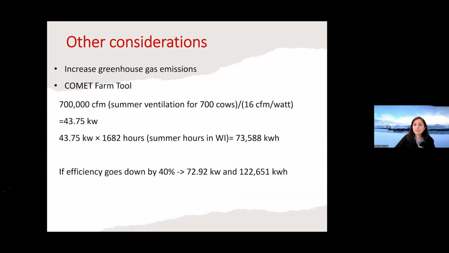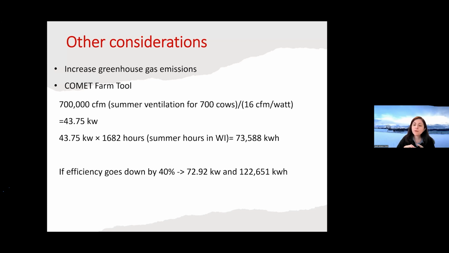So how does it affect the price? The price will go up, right? The amount of electricity we consume will go up. So instead of spending 73,000 kilowatt hours, if the fan is working at only 60% efficiency, it went down 40%, then it will be 122,000 kilowatt hours we will spend every summer. Okay, we understand the energy consumption will go up 40%, but what are the other considerations?